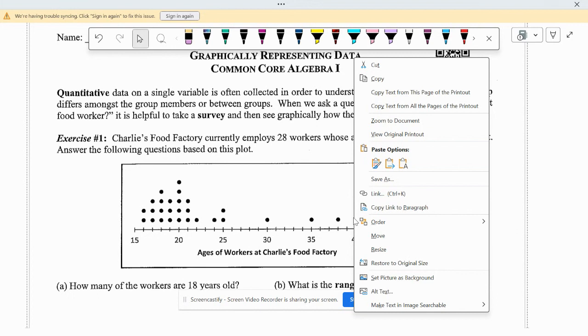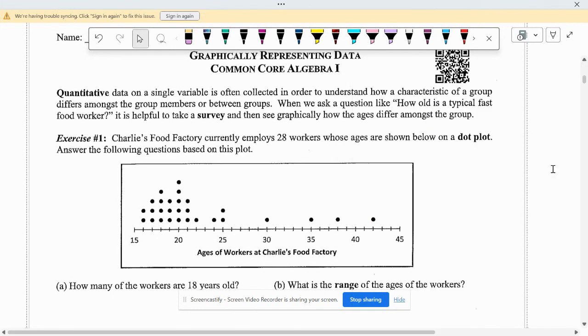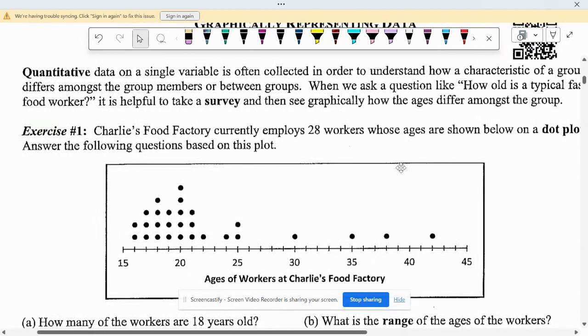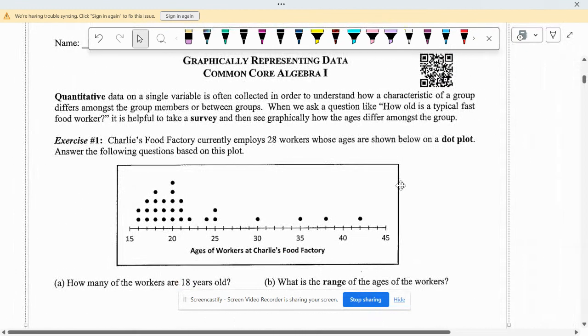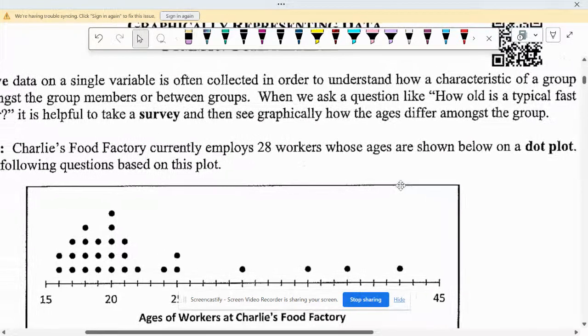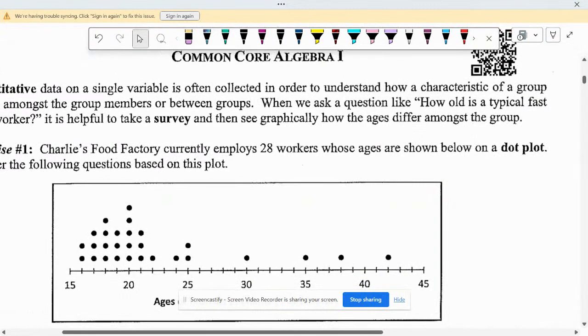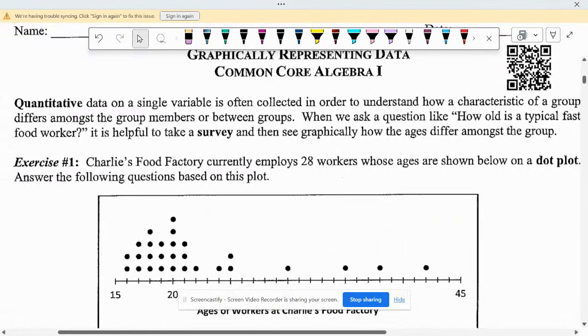Okay. All right. So today we're talking about graphically representing data. Quantitative data on a single variable is often collected in order to understand how a characteristic of groups differ amongst the group members between the groups. So typically, this is just like a sample that you would get maybe from a survey, asking questions of your classmates or something like this, okay? So typically we do a survey to get this single variable data.